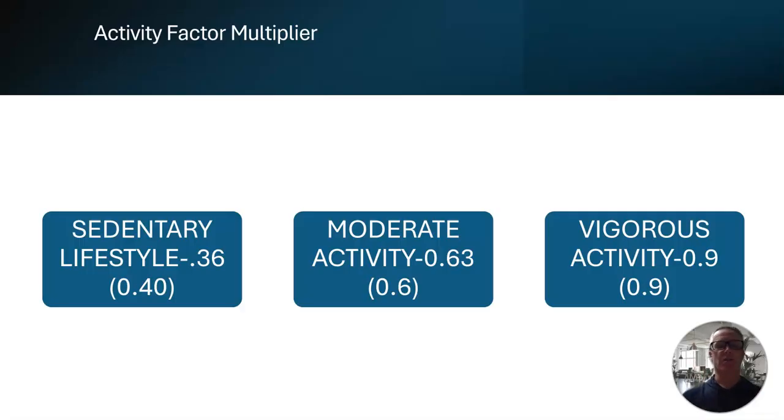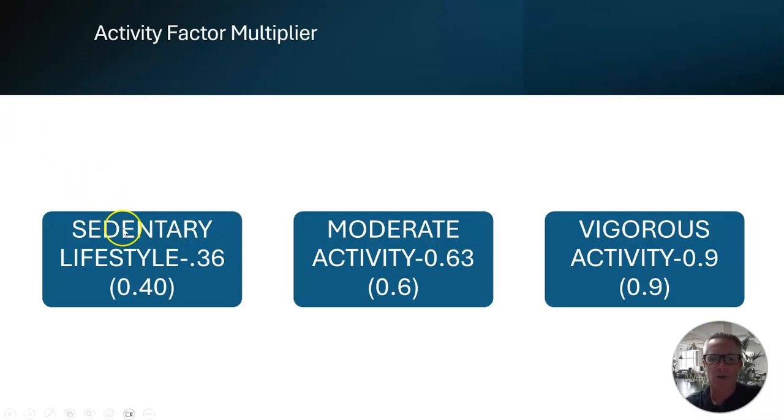So if we were looking at this, we know that a sedentary lifestyle, so not exercising, just day-to-day living, whatever we're doing, our multiplier is going to be 0.36. When we have a moderate activity lifestyle, so exercising, lifting, whatnot, defined exercise 3 to 4 times a week and somewhat intense, we're going to have a factor of 0.63. And then vigorous activity, so heavy bodybuilding, constant exercise every day, we're looking at about 0.9.